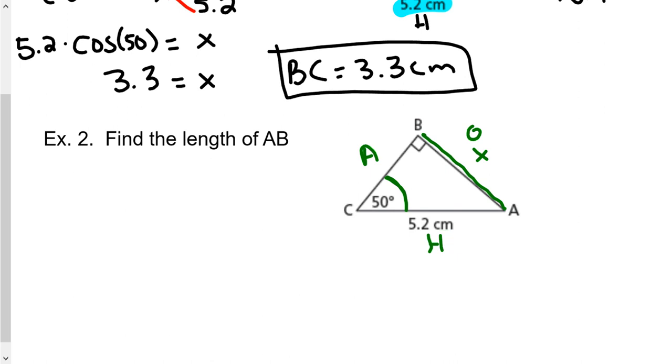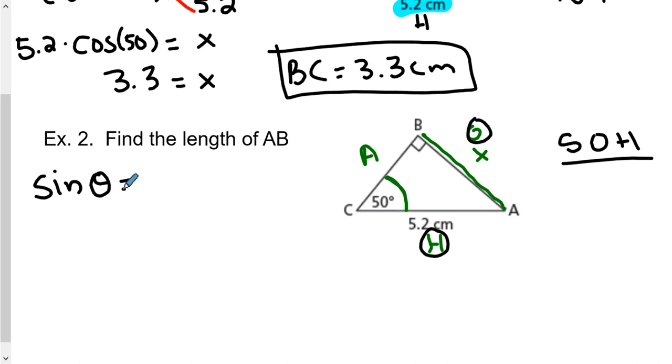This time we want the opposite. We have the hypotenuse. And so we're going to use the sine ratio. We're going to use the SO part of SOHCAHTOA. So again, start with a nice blank slate. Sine theta is, and then we pull it out of our ratio, O on top, H on the bottom.